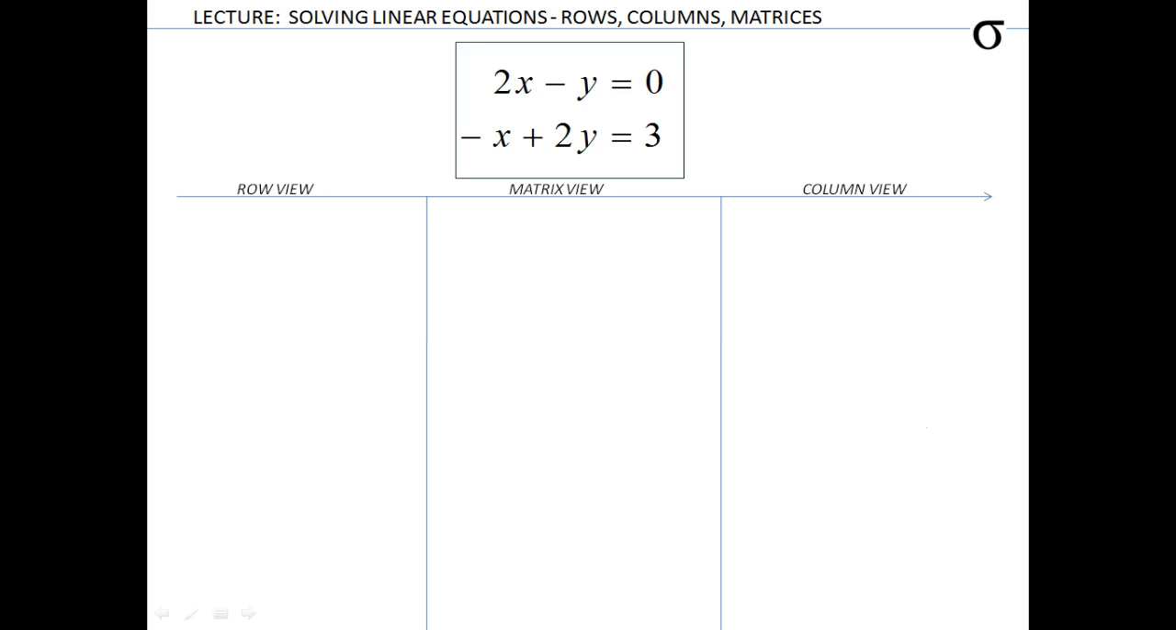So before we move further, let me pause for a moment and you should think about how we might solve this equation: 2x minus y equal to 0 and minus x plus 2y equal to 3.